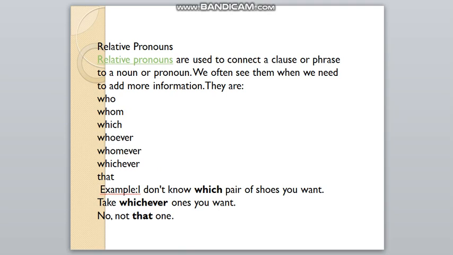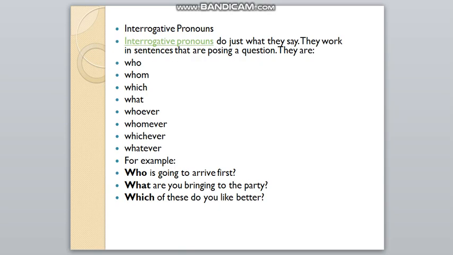Now, next is relative pronouns. Relative pronouns are used to connect a clause or phrase to a noun or pronoun. We often see them when we need to add more information. They are like who, whom, which, whoever, whomever, whichever, and that. I don't know which pair of shoes you want. Take whichever ones you want. No, not that one. The highlighted words in each sentence show relative pronouns.